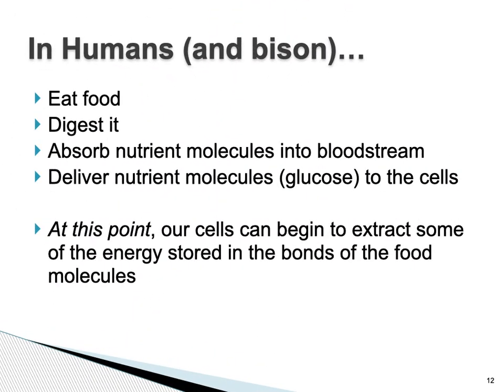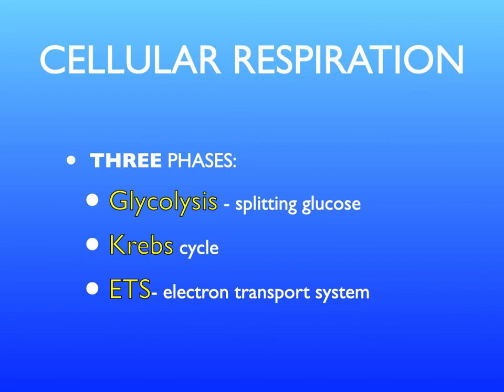You're going to take those small nutrient molecules, dump them into the bloodstream, and the only one we're going to worry about is glucose that gets to the cells. Once glucose gets to the cell, now we can start to release some energy. There are 3 phases: glycolysis, Krebs cycle, and the electron transport system.